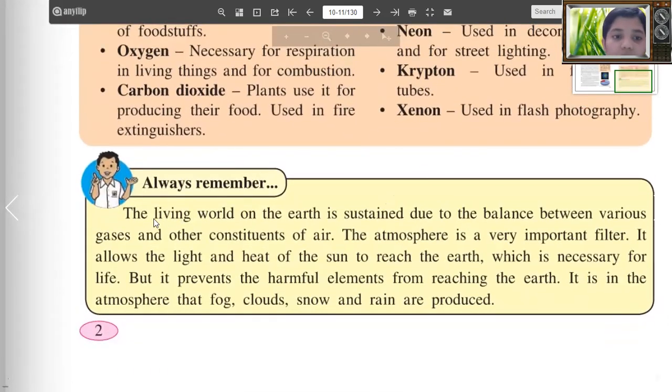Always remember, the living world on the earth is sustained due to the balance between various gases and other constituents of air. The atmosphere is a very important filter. It allows the light and the heat of the sun to reach the earth, which is necessary for life, but it prevents the harmful elements from reaching the earth. It is in the atmosphere that fog, clouds, snow, and rain are produced.